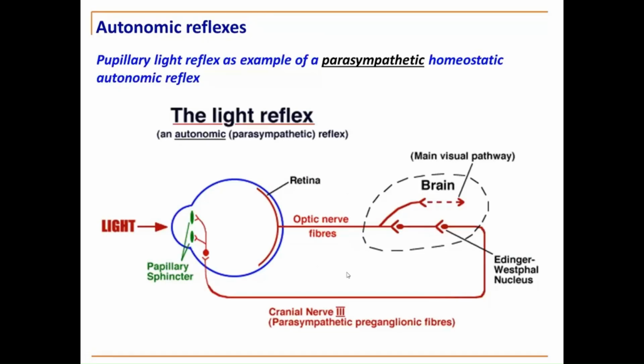We then have a parasympathetic reflex for you to think about. And this is the pupillary light reflex. Again, it's a homeostatic autonomic reflex. What I want you to do in this one is have a little look first. Have a look at this diagram and tell me what you think is happening. We'll start with light coming in, and we're thinking it's a parasympathetic reflex. So think about what's going to happen to the size of the pupil, and think about where the light goes to.